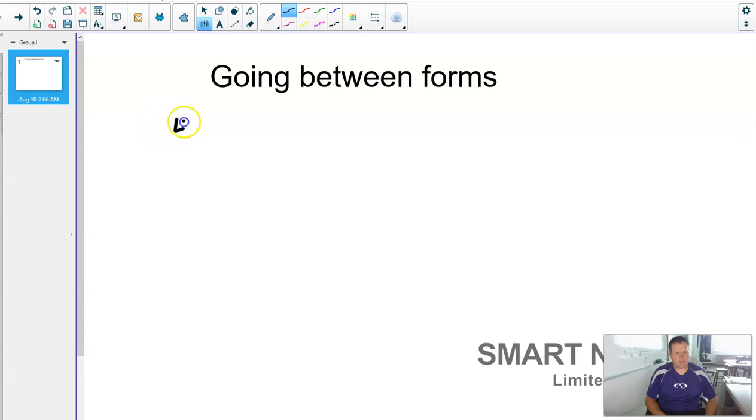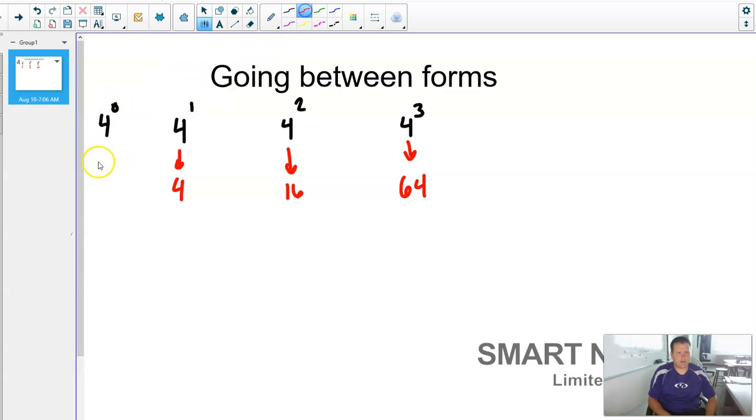If I had 4 to the first, you guys would tell me that's just equivalent to 4, right? If I had 4 to the second and 4 to the third, those are going to be bigger values. This is going to give me 16, and then this is going to give me 64. The other one we do is 4 to the 0. Anything to the 0, again, is just going to be 1.